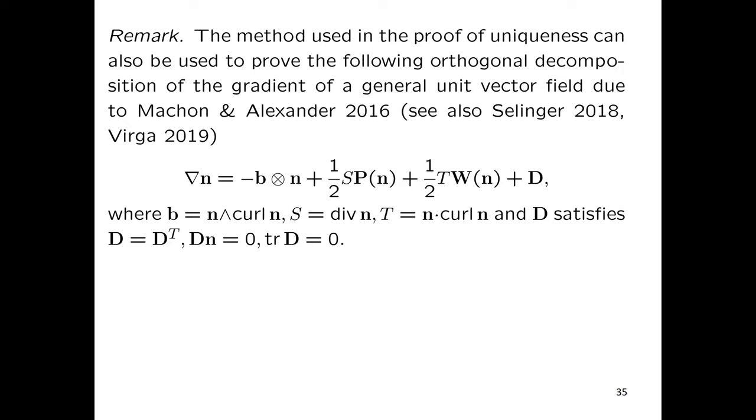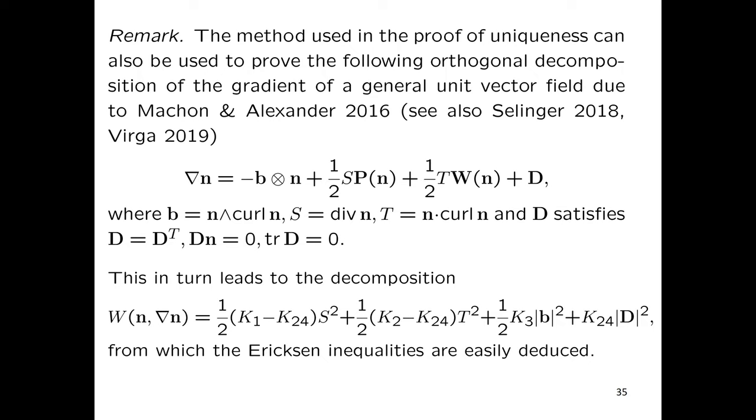So you can actually prove this using the method before, and it leads in turn to this decomposition of W, which is what Selinger did, which splits W into the sum of four independent terms. You have a K24 term, you have a K3 times B squared, that's n cross curl n squared, and then you have K1 minus K24 times the divergence squared, and K2 minus K24 times the n dot curl n squared. And the thing is that the Ericksen inequalities say that all the coefficients are non-negative.